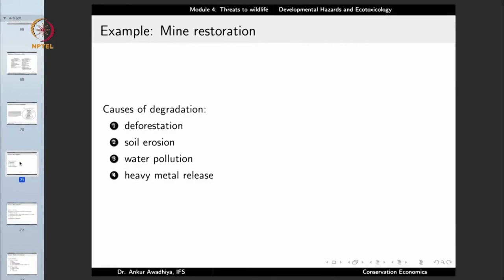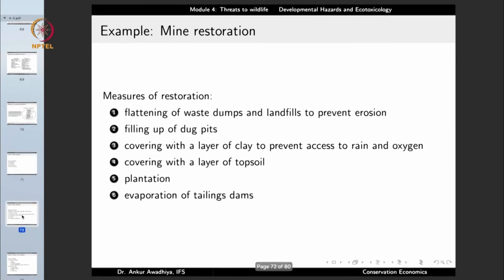So now we'll look at a few examples. In the case of mining, if mining was done, then a lot of degradation activities have already taken place. Deforestation, because to access the earth, we remove the trees that are there. Because these trees have been removed, there will be soil erosion. In the case of mining, there will be certain amount of heavy metals that will be released that will lead to water pollution. So heavy metal release, water pollution, soil erosion, and deforestation are all different kinds of degrading activities or degradations that have already occurred in a mine.